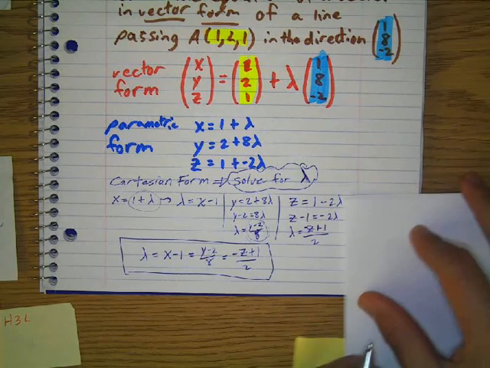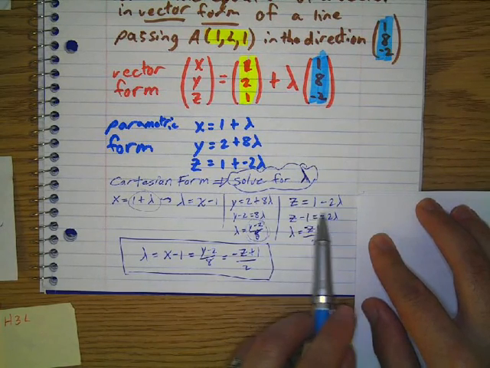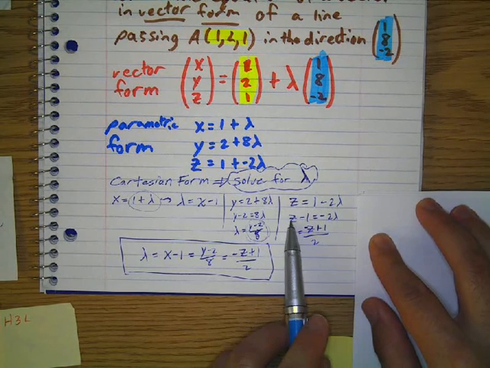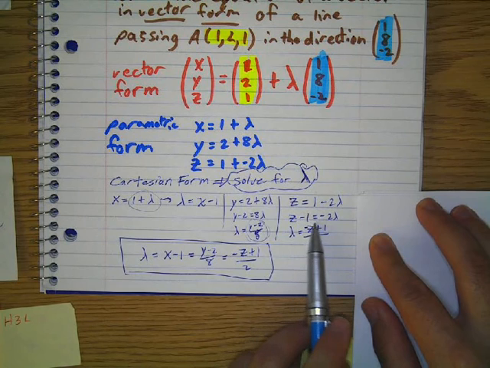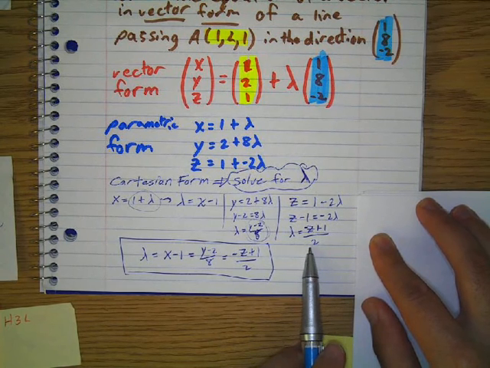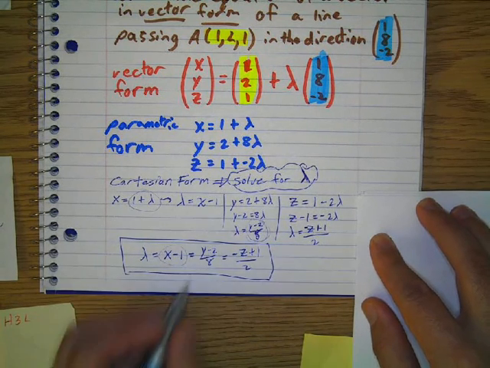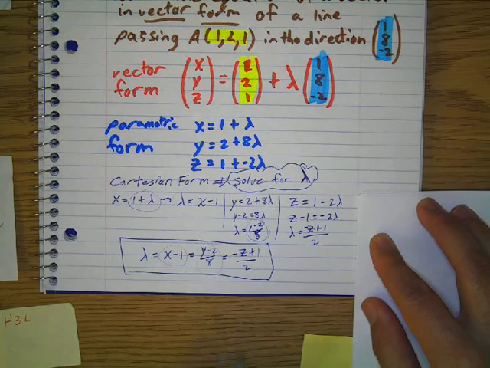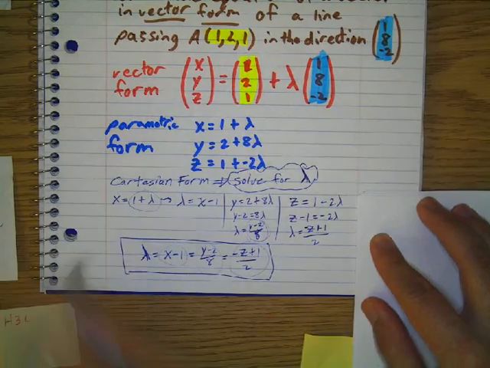Now in terms of z, we take this parametric part, z equals 1 minus 2 lambda, subtract 1 on both sides, z minus 1 equals negative 2 lambda, divide negative 2 on both sides, we get this. So lambda equals x minus 1, y minus 2 over 8, negative z plus 1 over 2. And this is our vector equation in Cartesian form.